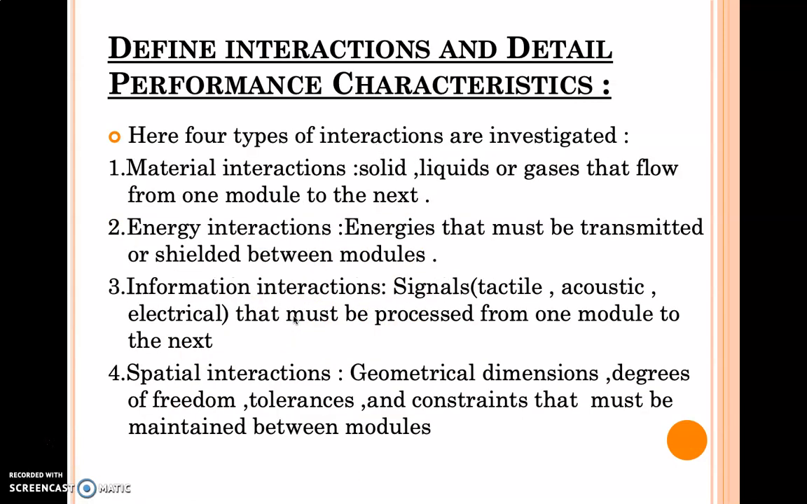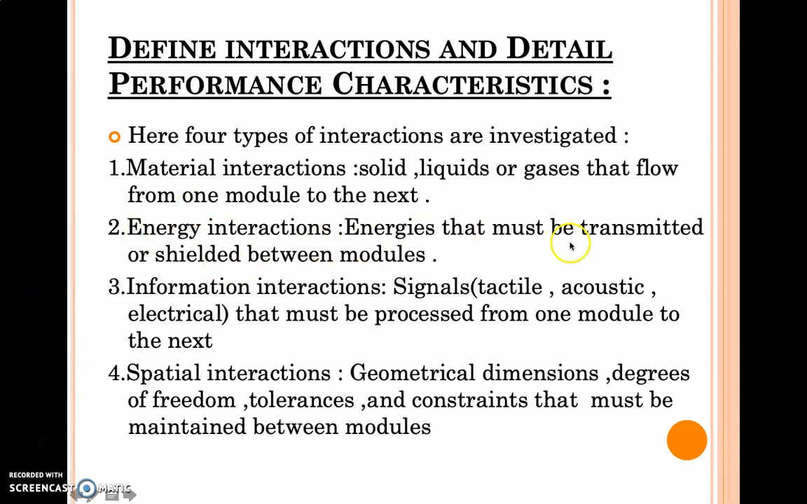Now define the detailed performance characteristics. There are four types of interactions which you have to investigate. Number one is material interaction, which is solids, liquids or gases that flow from one module to the next. Solids, liquids and gases flowing from one place to another, or one module to another, is called material interaction.